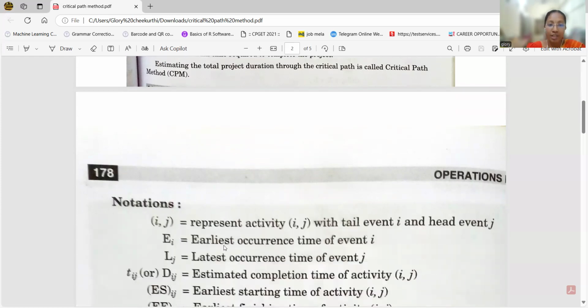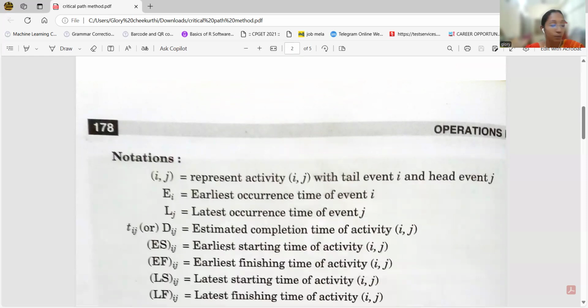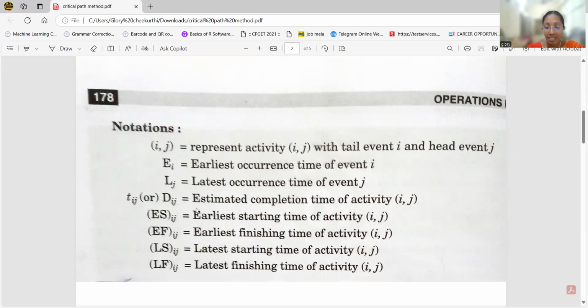So we have to find the critical path method problem solution. We know the notations. I comma j represents the activity. Activity I represents the first event and j the event the activity goes to. The tail event is I and the head event is j. Tail event means the starting event, and j means the ending event.